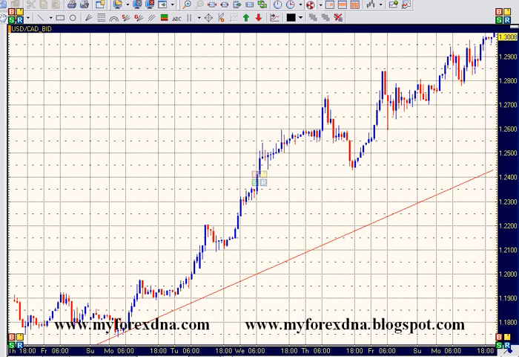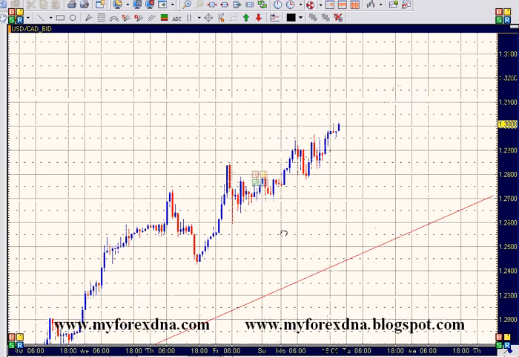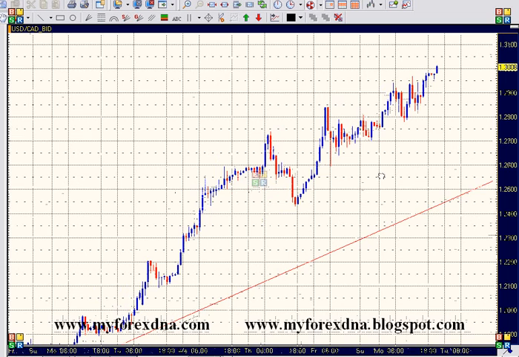This is my Forex DNA trade analysis for the night. Today is Monday, October 27th, around 9:52 p.m. Eastern Standard Time, and I'm going to show you some of the analysis that I have done. This is the USD Canadian chart. It's a 60-minute chart. It shows a strong rising trend on the hourly chart.